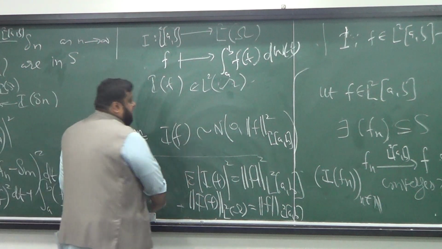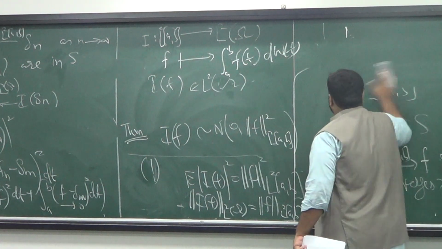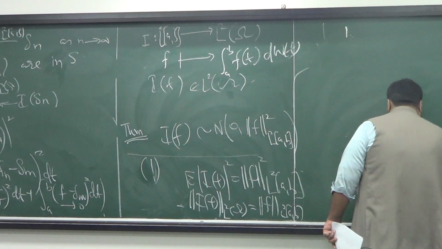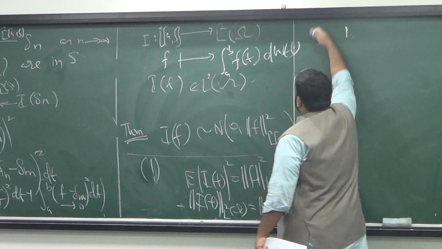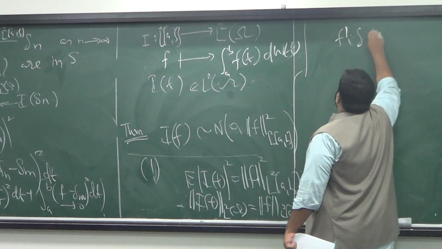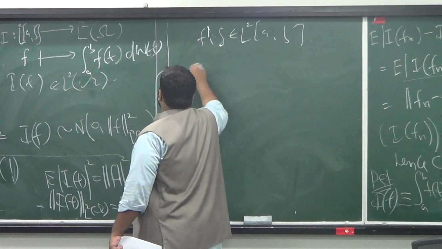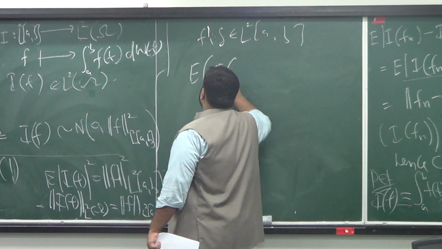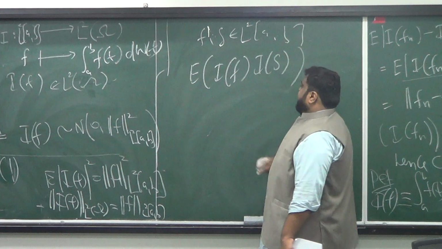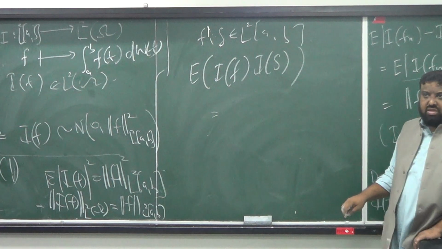One of the consequences of this Ito isometry is a result I'm not going to prove; just think about it for yourself, it's a simple exercise. If you take two functions from L2(A,B) and you try to compute the expectation of the product of the stochastic integrals, this would be the same as, can you guess what the outcome should be?